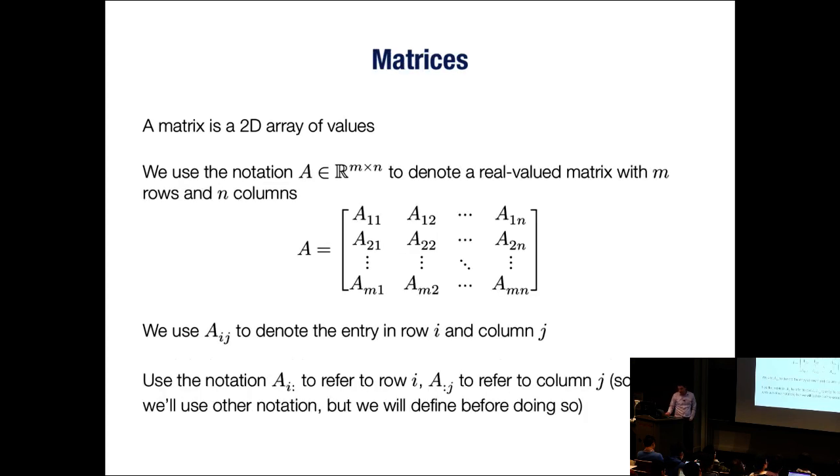All right, now a matrix is just the 2D extension of this. A matrix is a 2D array of values. And we're going to use the notation A in R to the m by n to denote a matrix with m rows and n columns. So m is the number of rows, and n is the number of columns here. The entries in A are denoted A subscript ij to denote the entry in the ith row and the jth column. That ordering is very important.